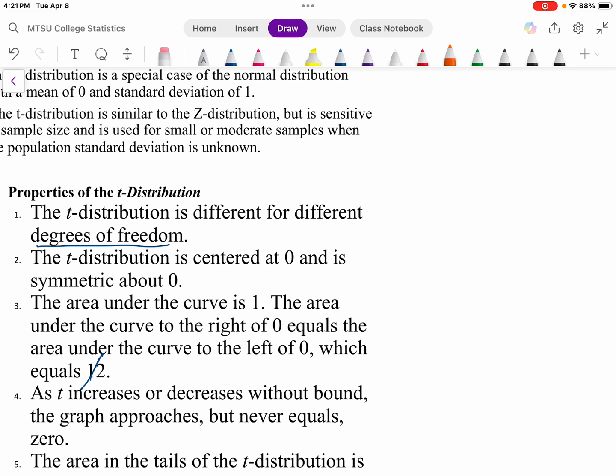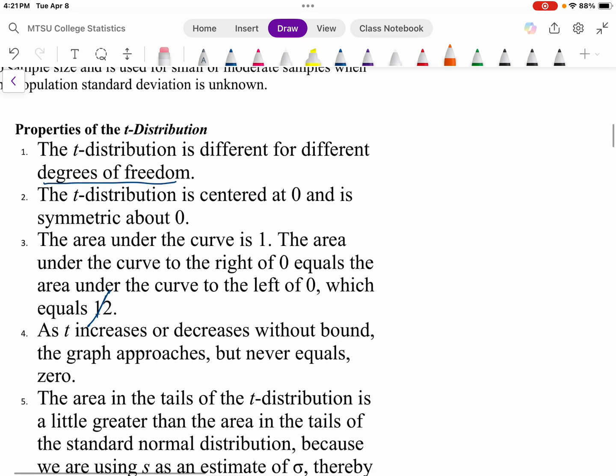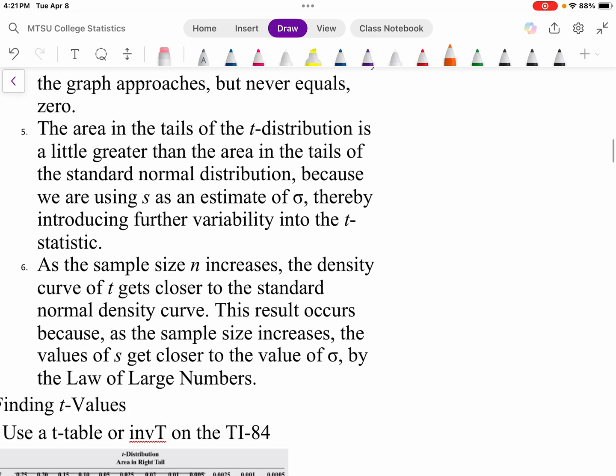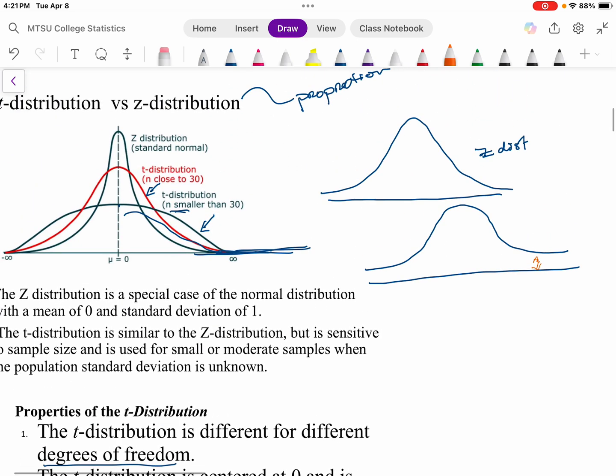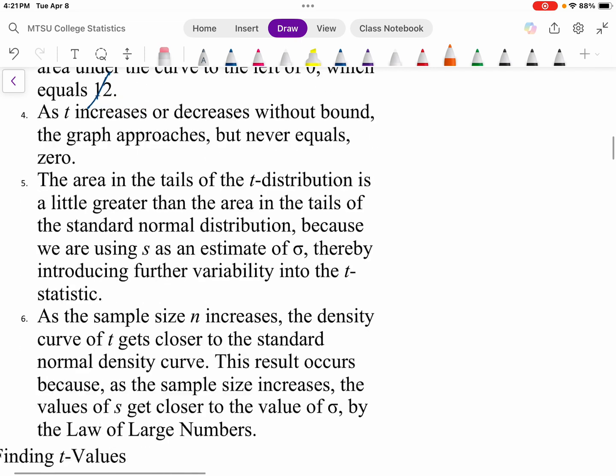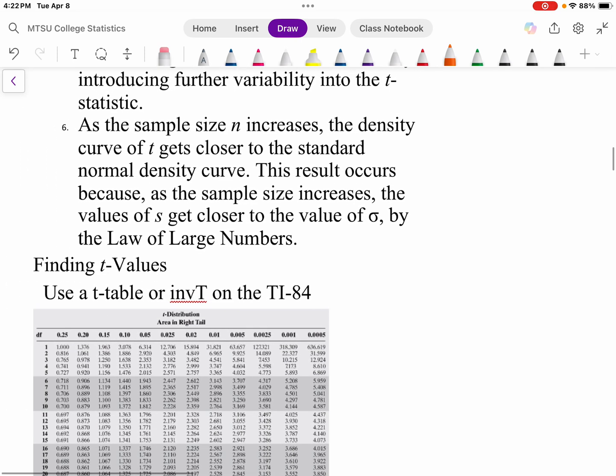So when we look at percentages for things to happen, especially with hypothesis testing in another section coming up, there's a greater area out there. So there's a greater probability of things occurring in those sections. As the sample size increases, the density of the curve gets closer to the standard normal density curve. So that's this first picture. As t increases, I start resembling the standard normal curve. The reason behind that is the law of large numbers, which we talked about in a previous section.